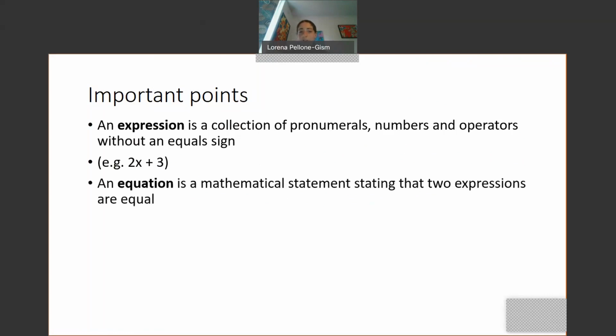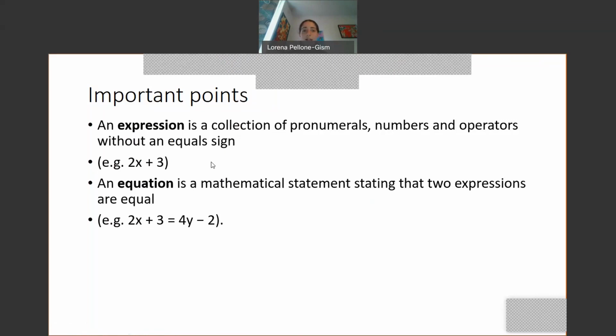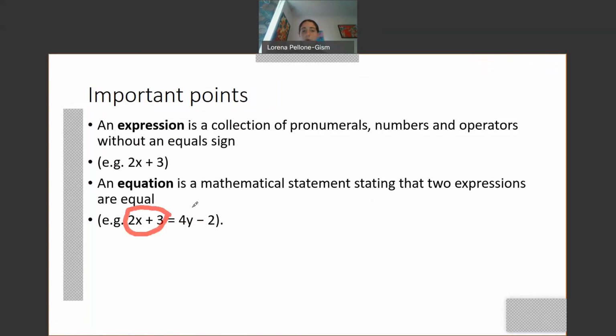An equation is actually a mathematical statement where we are stating that two expressions are equal. So for example, 2x plus 3 equals 4y minus 2. So each one of these is actually an expression. So when we're saying two expressions and we have an equal sign between them, that's when it becomes an equation.